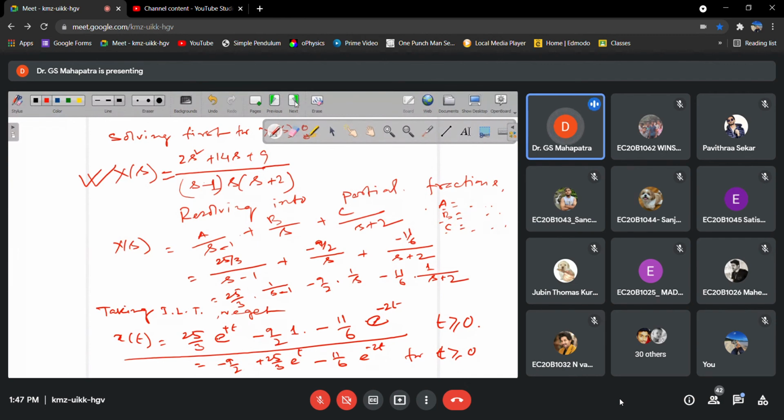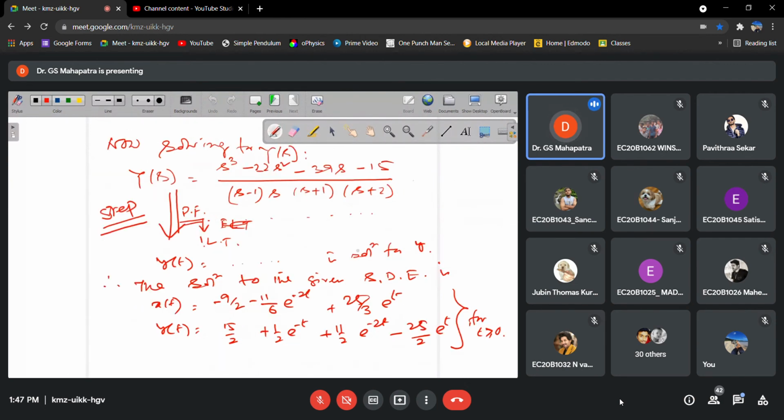You have already studied it so many times. Now, how to solve for y of s? That means how to find the inverse Laplace transform. Okay, so this one will take some time. Correct. This is one step. Now I will give you another way here.